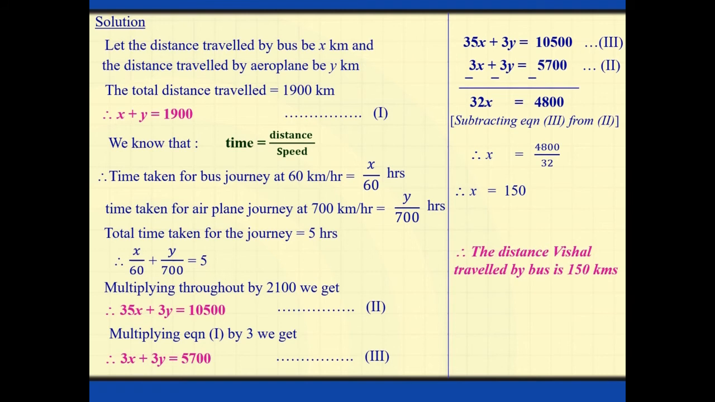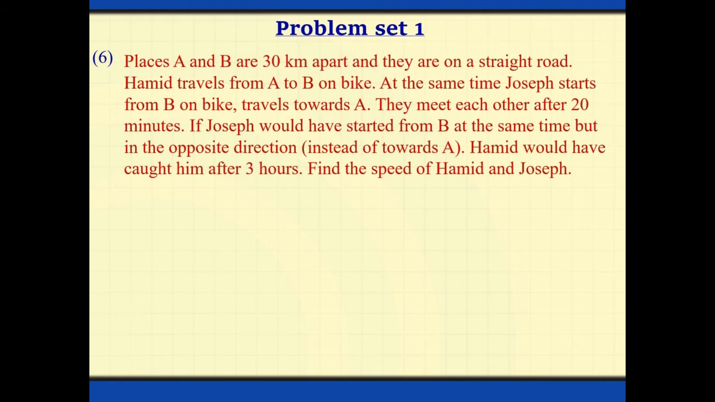Now this is another question from problem set 1. Places A and B are 30 kilometers apart and they are on a straight road. Hamid travels from A to B on bike. At the same time, Joseph starts from B on bike, traveling towards A. They meet each other after 20 minutes. If Joseph would have started from B at the same time but in the opposite direction instead of towards A, Hamid would have caught him after 3 hours. Find the speed of Hamid and Joseph.